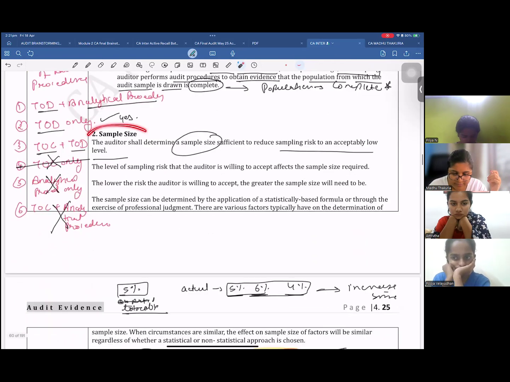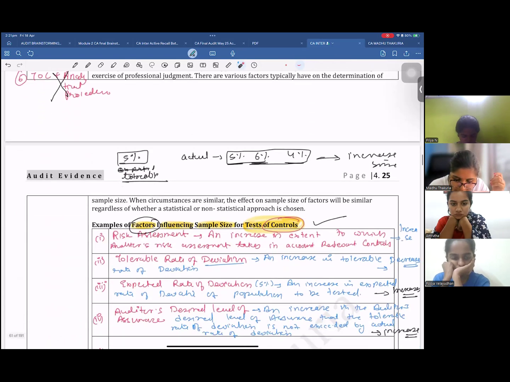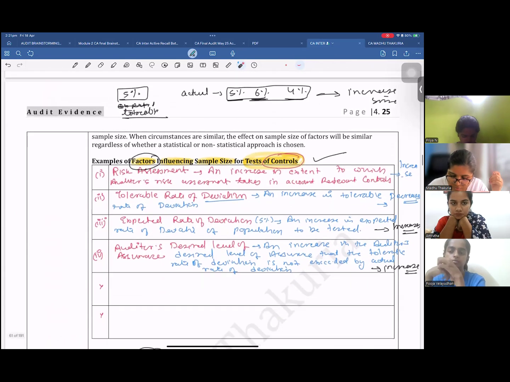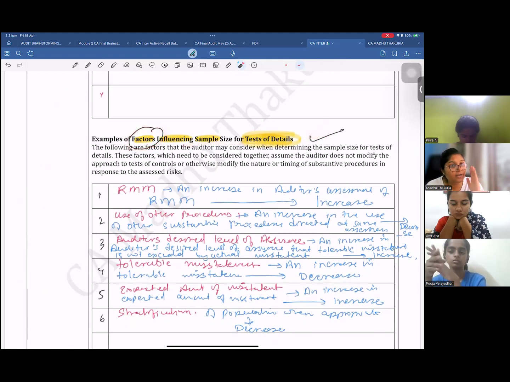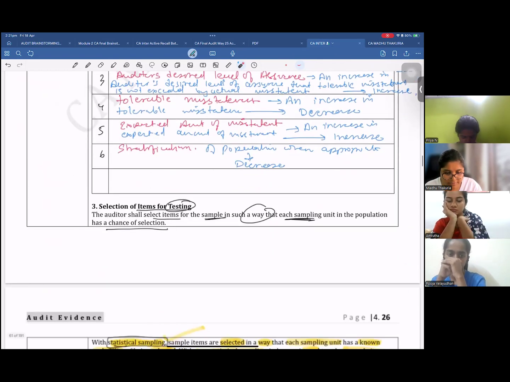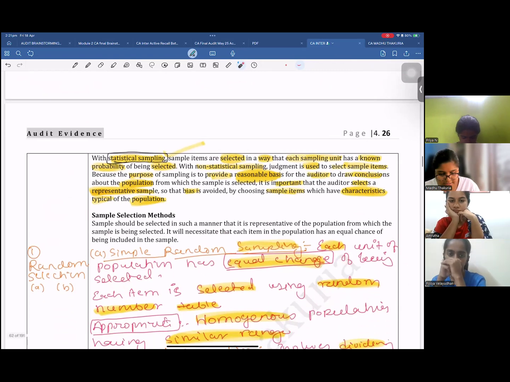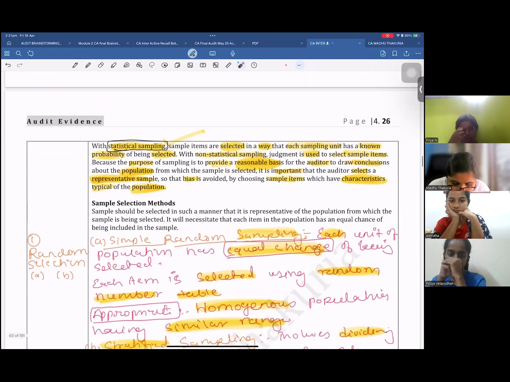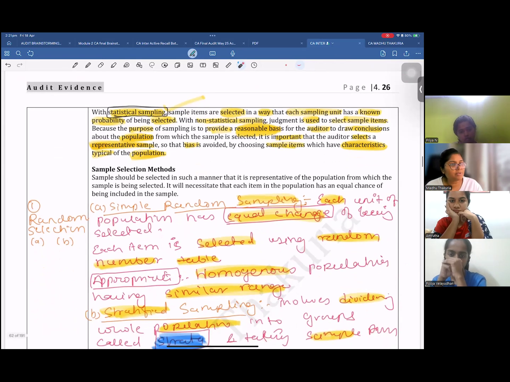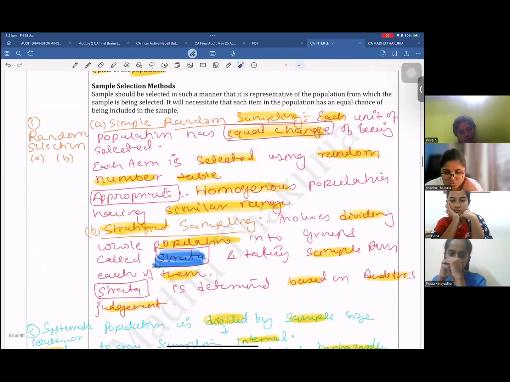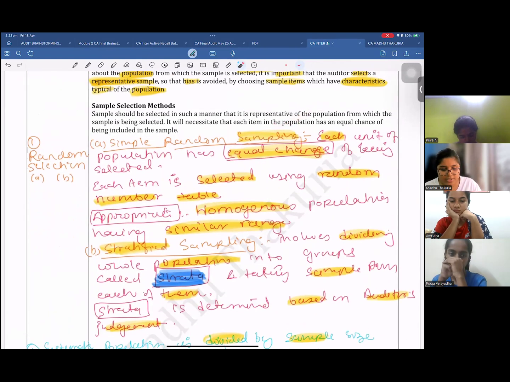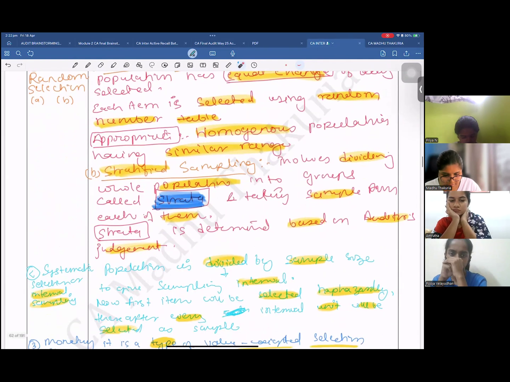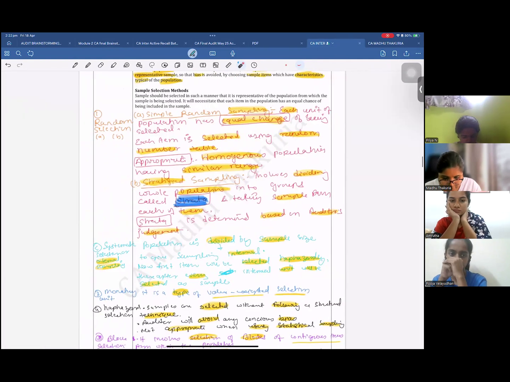What is sample size? Then examples of factors influencing the sample size for test of control, and examples of factors influencing the sample size for test of details. These are separate questions; 4, 5, 6 marks, any marks question can come from this. Then when you're selecting the items for testing, there are certain sample selection methods. How many sample selection methods are given? First, you have simple random selection, and then you have stratified sampling, and then interval sampling.